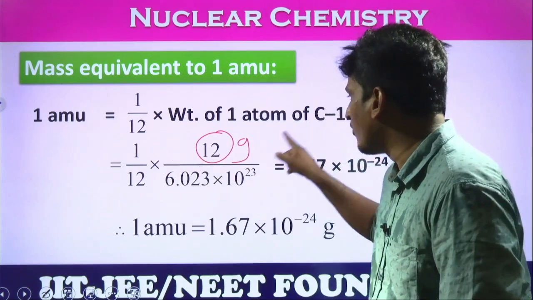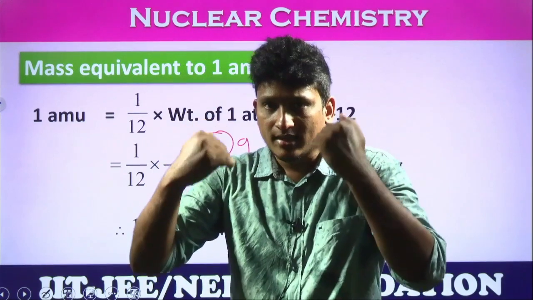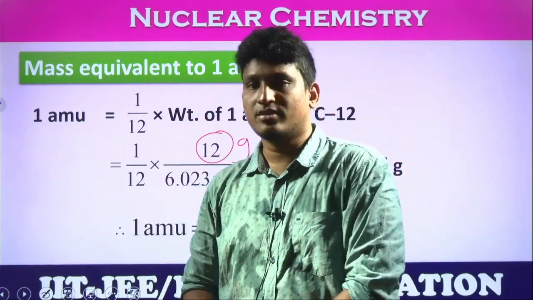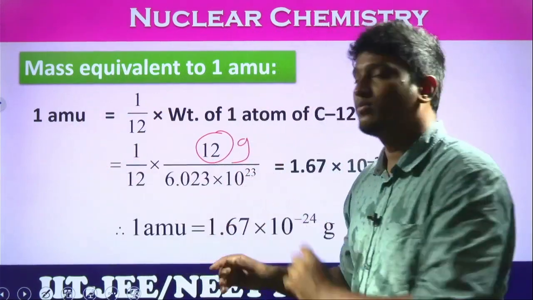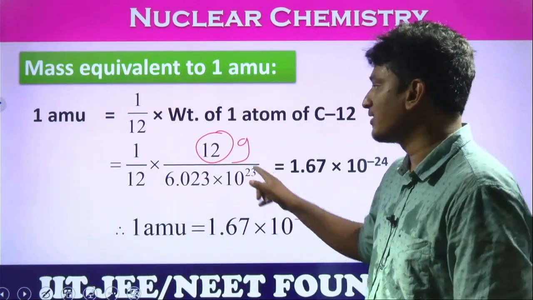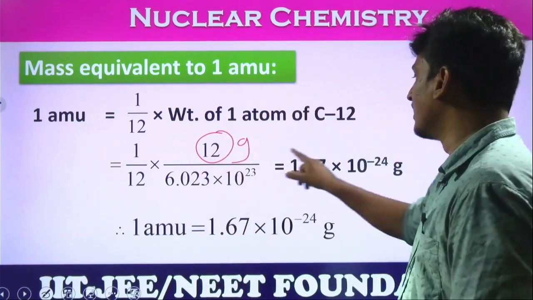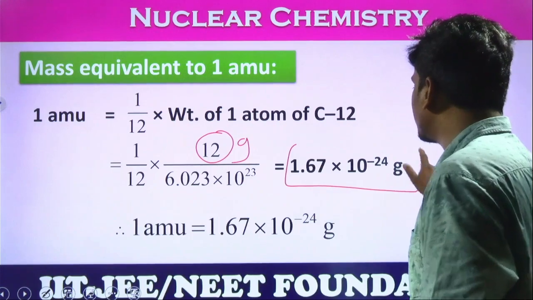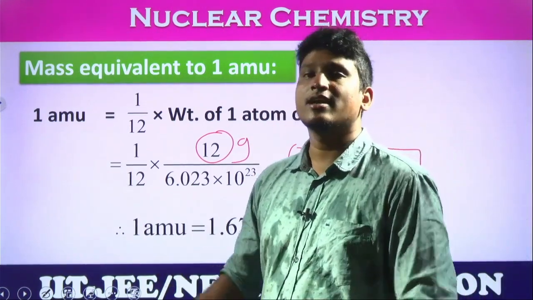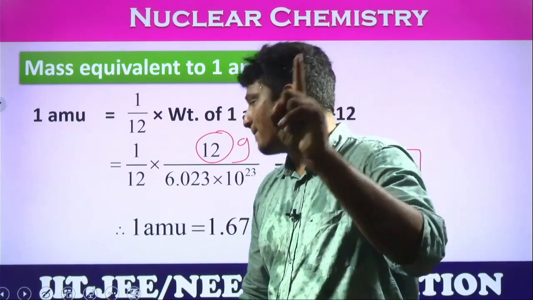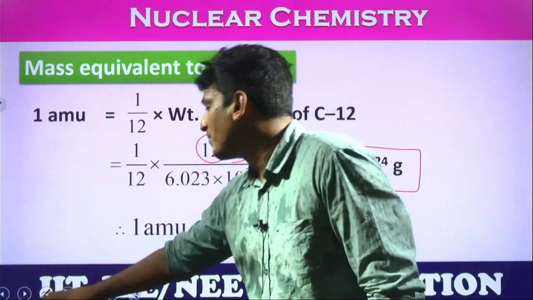1/12 into the weight of one atom. How can you find the weight of an atom? The mass of 1 mole of atoms, which is 12 grams, divided by the number of atoms in 1 mole, which is 6.023 into 10 to the power of 23. 12 and 12 will be cancelled out. So 1 by 6.023, this number equals how much, students? 1.67 into 10 to the power of minus 24 grams. This is taken as 1 atomic mass unit. So this is the relation between 1 AMU and the mass in grams.